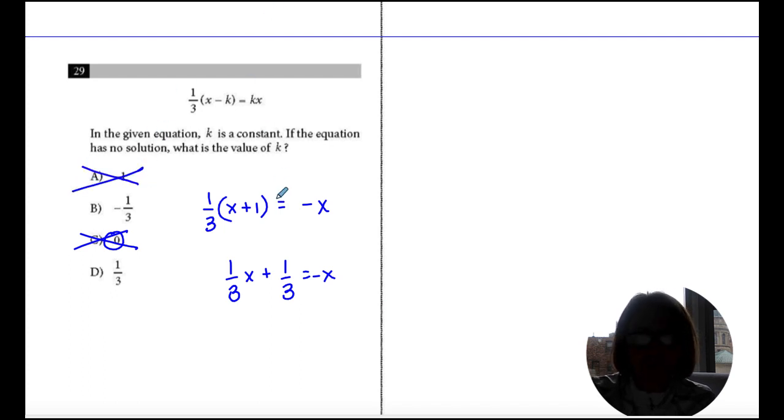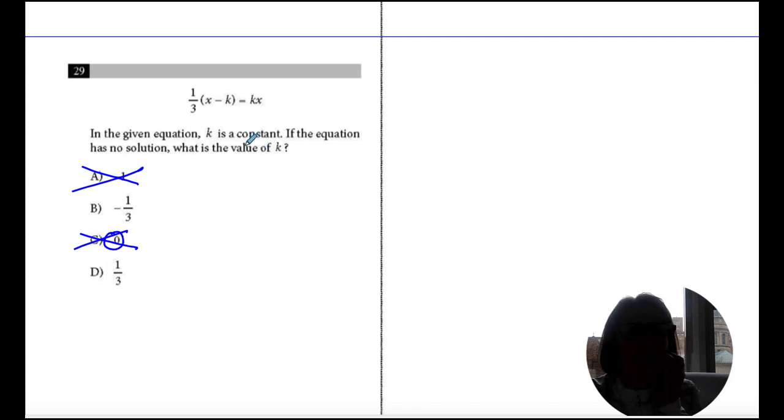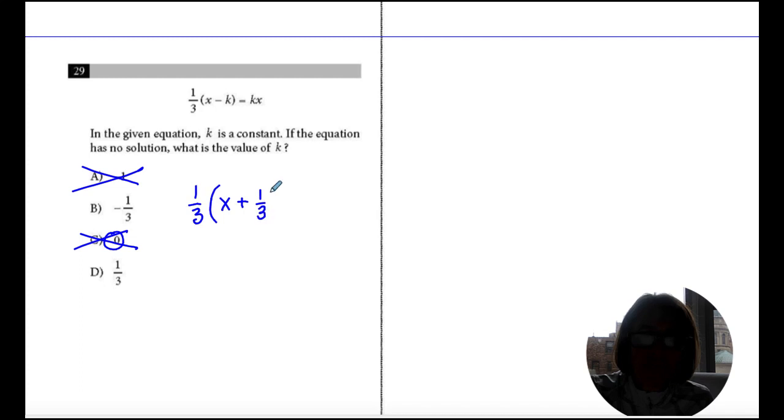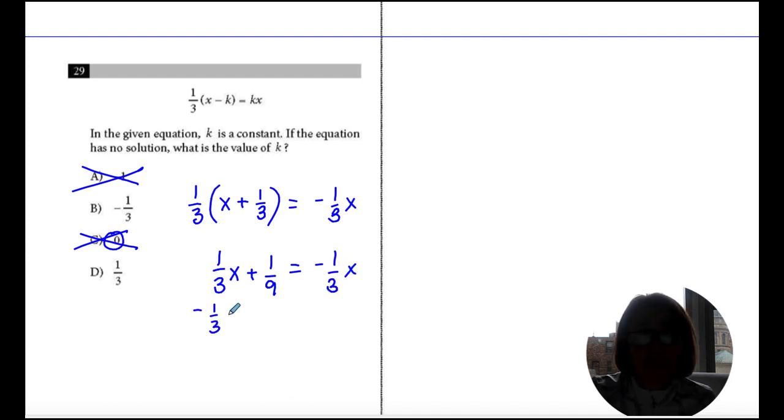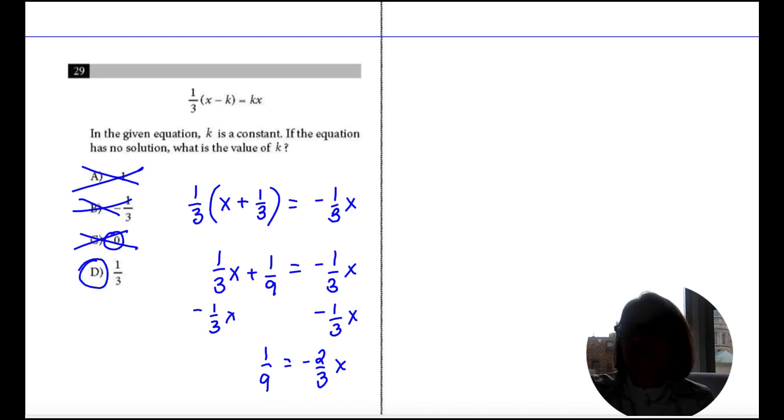So I've eliminated some answers. Now I'll go in order and try -1/3. I get 1/3 x plus 1/9 equals -1/3 x. If I add 1/3 x to both sides, I get 1/9 equals -2/3 x, which I can solve for a solution, so that is out. My answer has to be D. That's one way of thinking about this question.